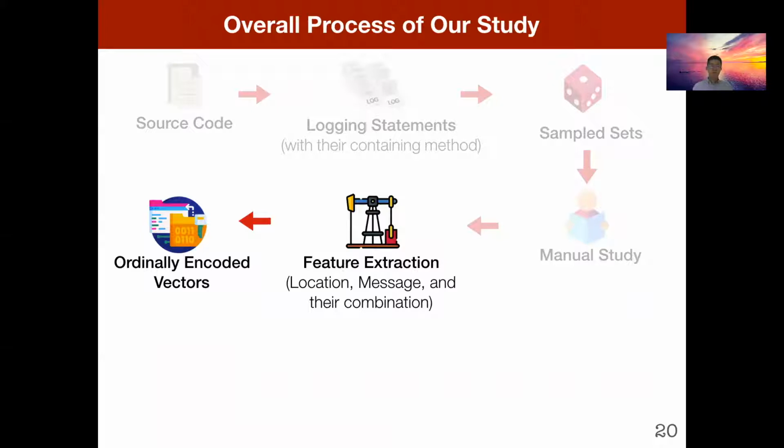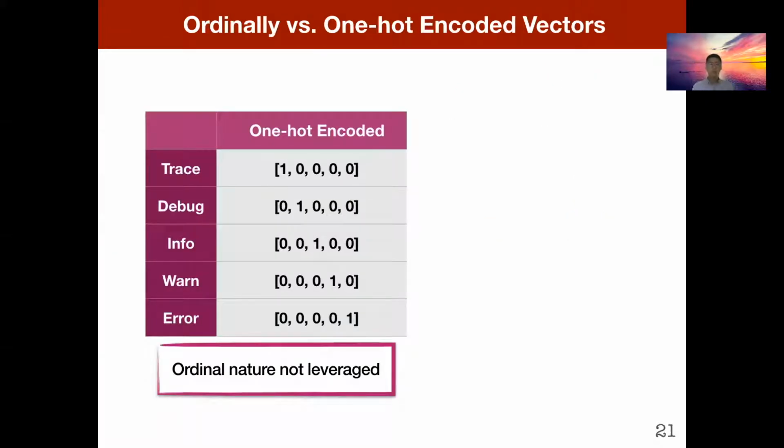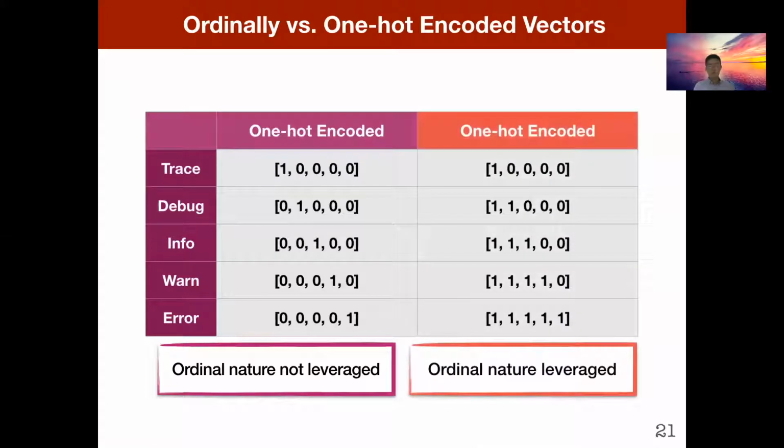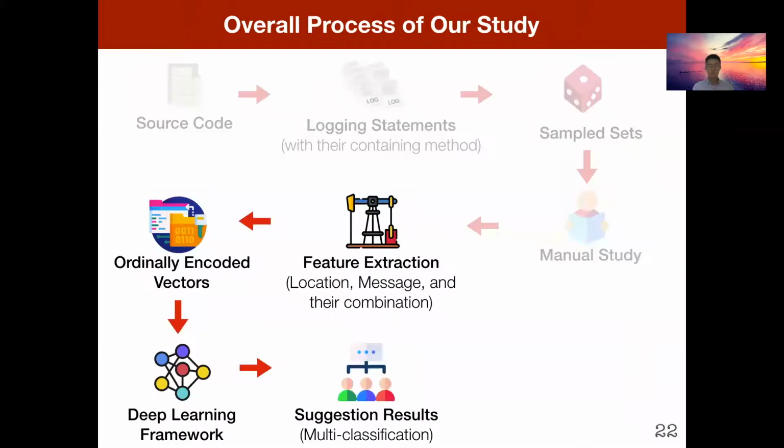Then for the labeling of the training data, we use an ordinal approach to encode the vectors. Many other multi-class classification studies use one-hot encoding to encode the label vectors. In the cases that the classes are independent and do not have too much relation, it works. But for log levels, such as the relation between error and trace and the relation between debug and trace, they are definitely different. So instead of using one-hot encoding, we use a different ordinal way to encode the label vectors in order to leverage the ordinal nature of log levels.